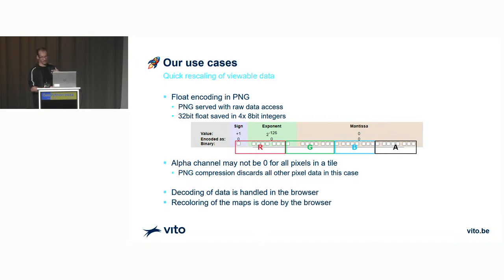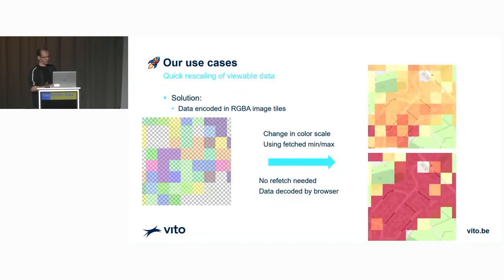And then all the recoloring is done in the browser using the shader logic that's in Leaflet or in the MapLibre viewers, and it's really fast. You get some funky looking images like that. That is the actual data that's in the PNG. So the downside is it's not human readable anymore, but the browser can just change the color scale to whatever you want, and there's no data refetching needed because the browser has all the raw data.